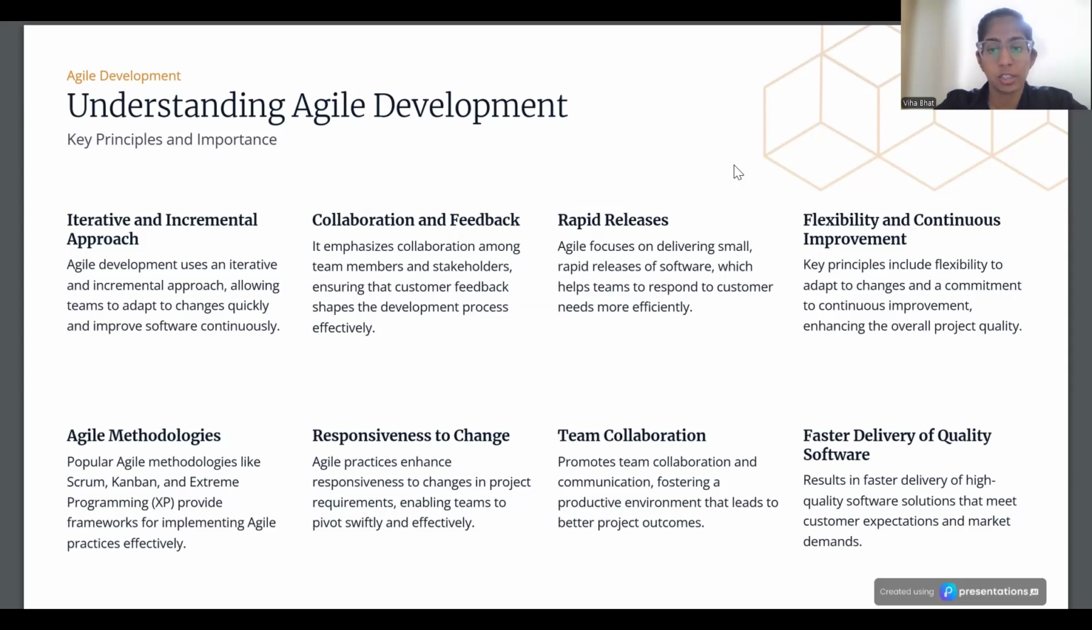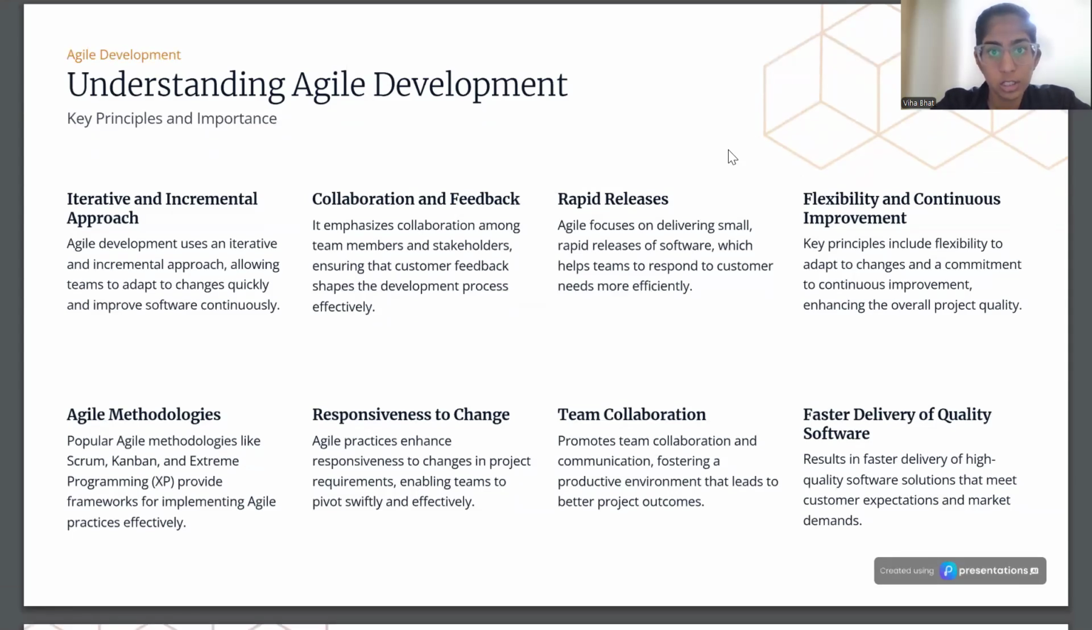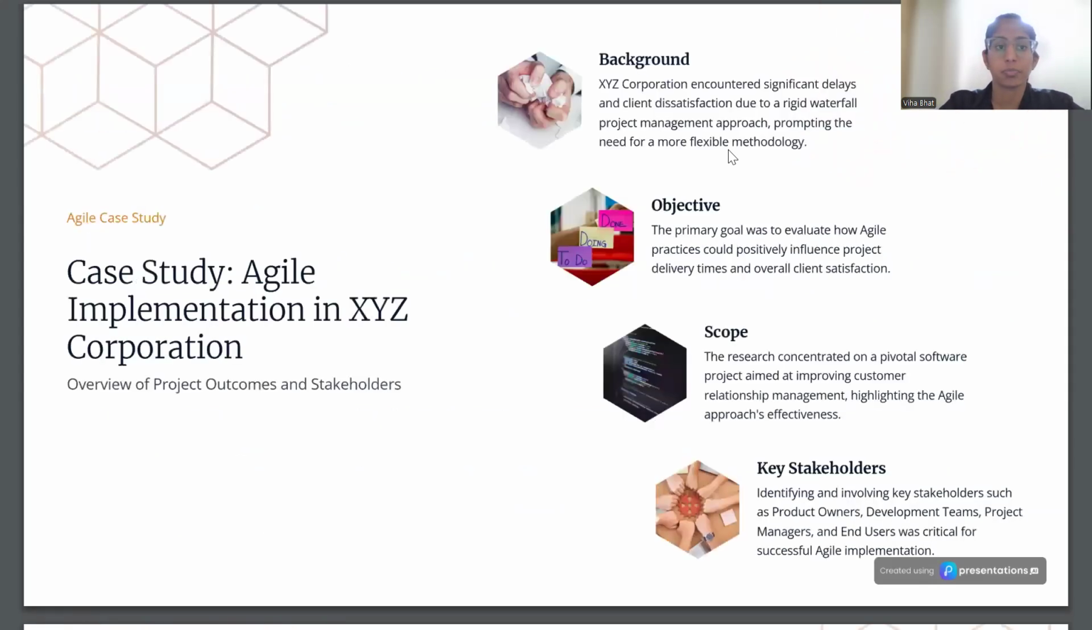Next is faster delivery of quality software. The result is faster delivery of high quality software solutions that meet customer expectations and market demands. This is the outcome that agile development focuses on. Next, we're going to see a small case study.